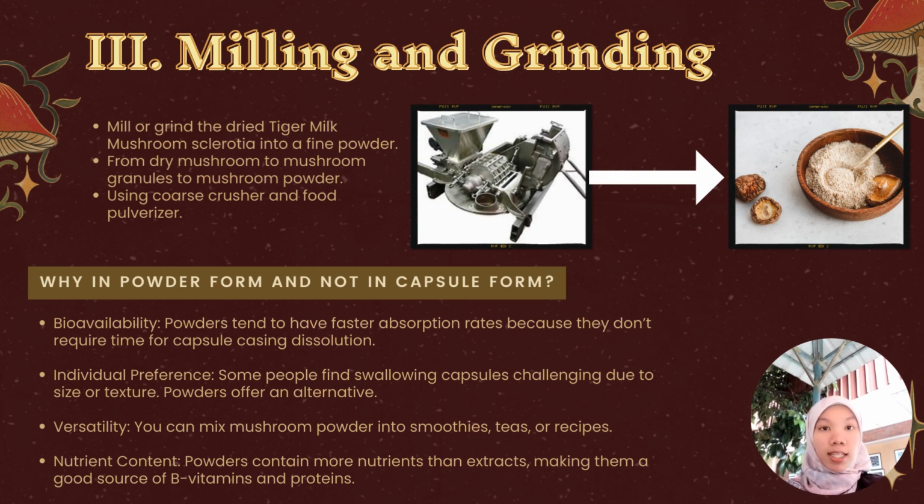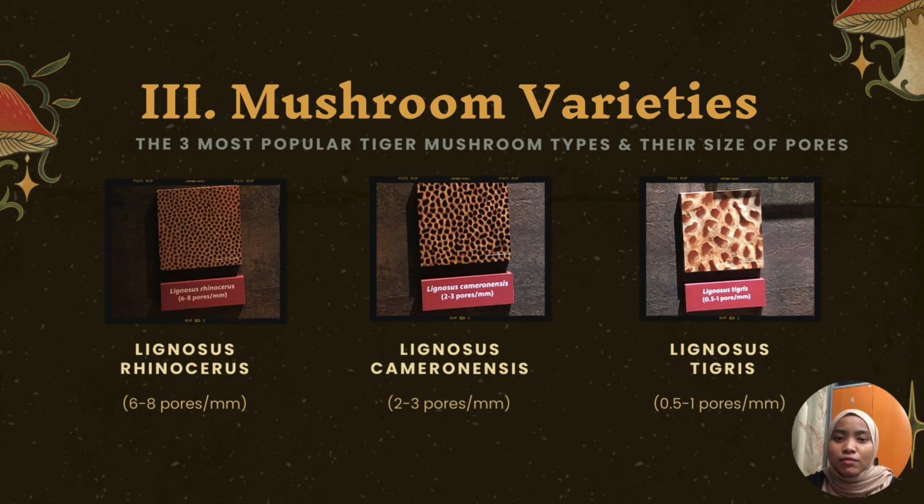B vitamins and proteins. There are 3 varieties of this mushroom, distinguished by their size of pores. First one, the Lignosus rhinoceros. The size is 6 to 8 pores per millimeter. Second, Lignosus cameronensis. The size is 2 to 3 pores per millimeter. And the last one is Lignosus tigris, 0.5 to 1 pores per millimeter.